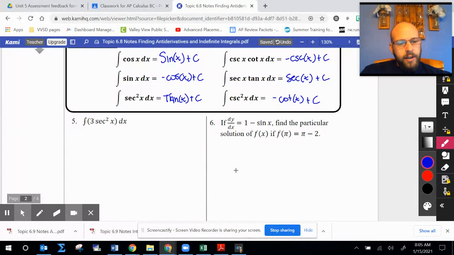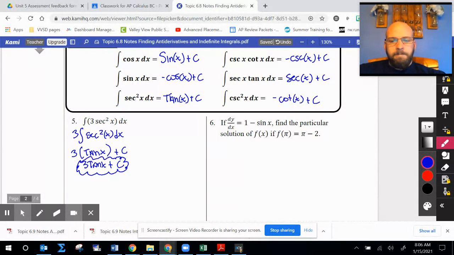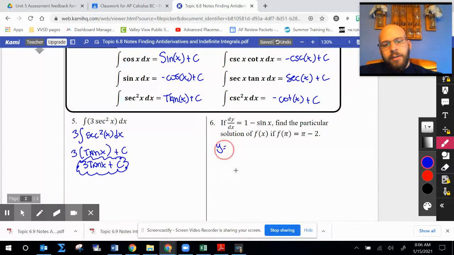So if I were to take this for number 5, I'm going to take that 3 out front. And I know the antiderivative of secant squared is just tangent. So I get a 3 tangent of x plus c. So this would be my antiderivative. All right, let's keep going. So dy dx equals 1 minus sine. So I know y is going to equal the integral of 1 minus sine of x dx.